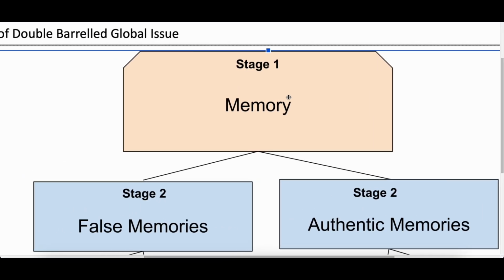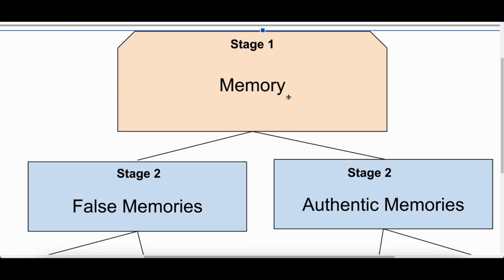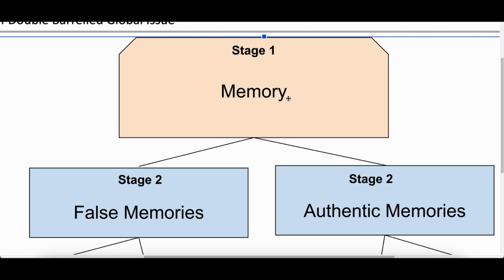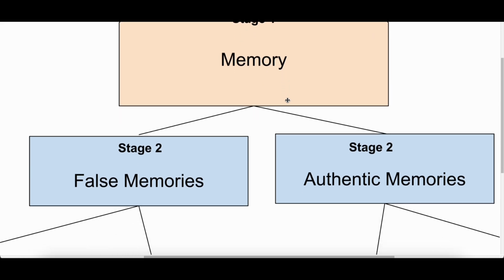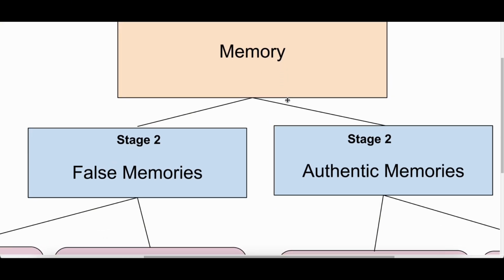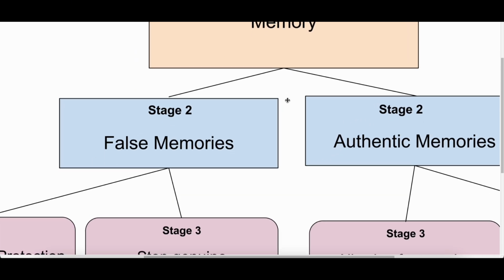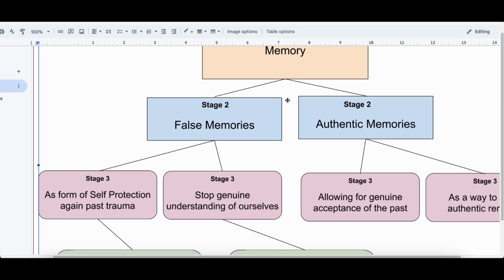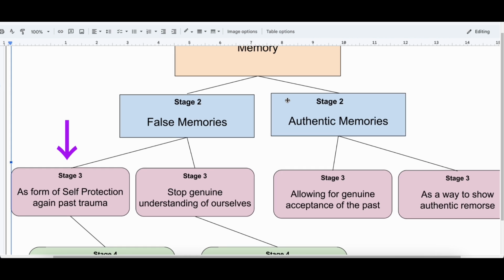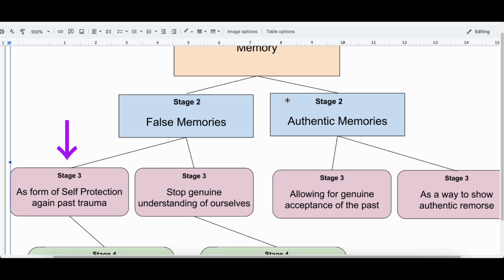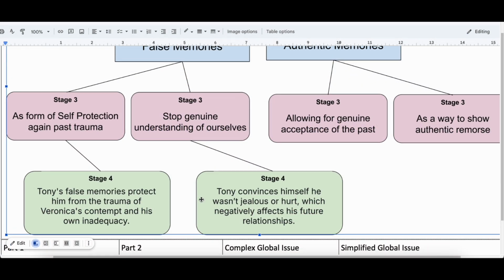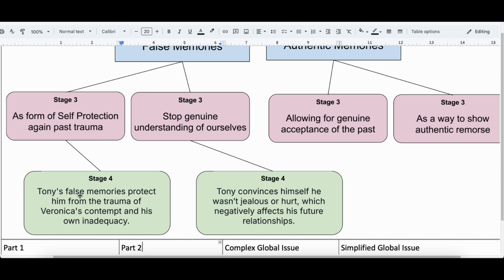Now that's too big to argue, but it does drive a lot of what happens in the novel. So we split that down into our first binary, authentic memories versus false memories. And then we can go even further to break down those ideas into stage 3 ideas. So under false memories, we can look at how they can be used as self-protection against trauma, as opposed to how they can be formed as a way to overlook our flaws. And then they can be broken down even further. So stage 4 ideas turn into specific claims about the characters in the text, in this case, Tony.